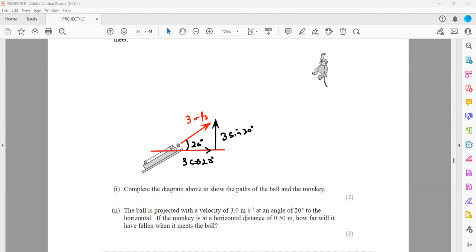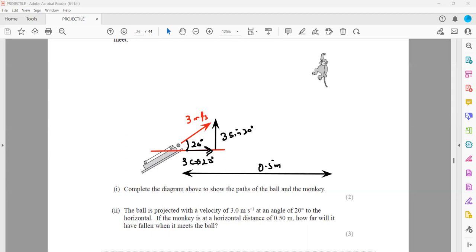And the distance between the monkey and the ball is 0.5 meter. So we have the distance and we have the horizontal speed. Using the distance and the horizontal speed, we will find how much time it will take to cover this 0.5 meter. That is the first step.